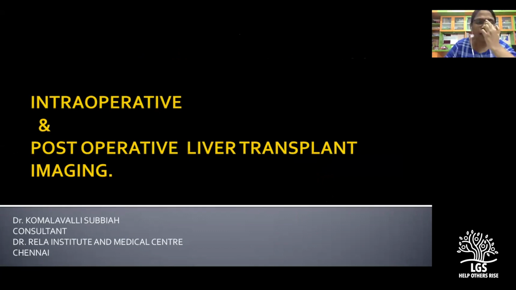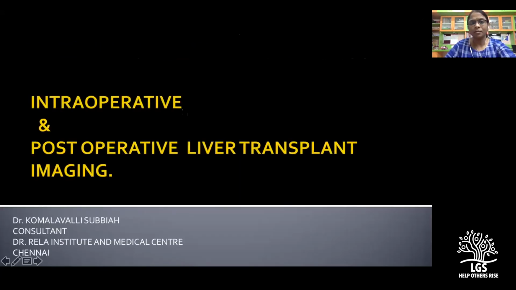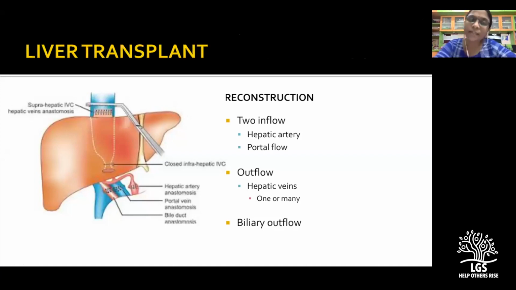I'll discuss the intraoperative and postoperative liver transplant imaging. So basically, the liver transplant reconstruction contains two inflow reconstructions, that is the hepatic artery and the portal flow, and outflow reconstruction, hepatic vein, and the biliary reconstruction.